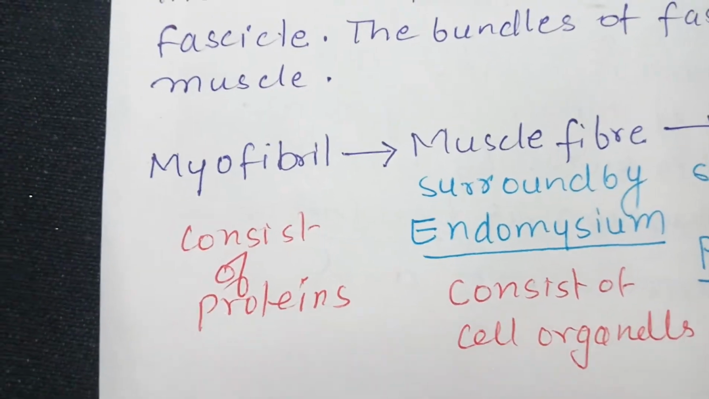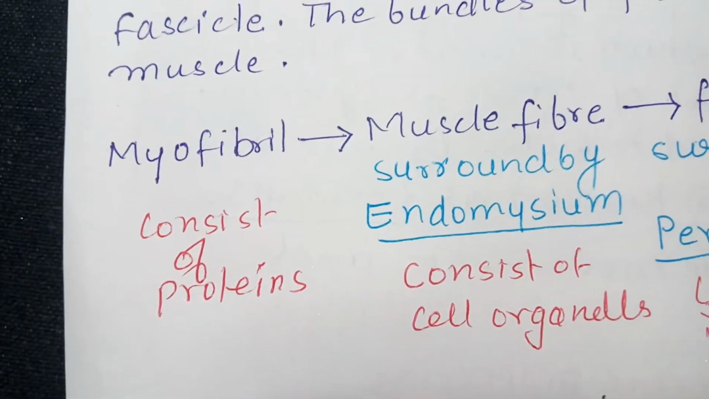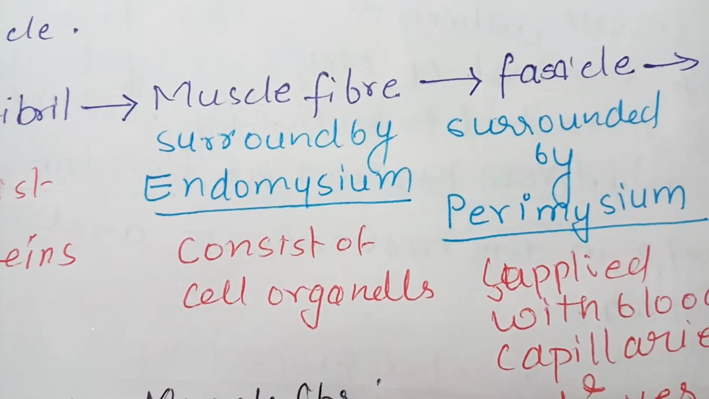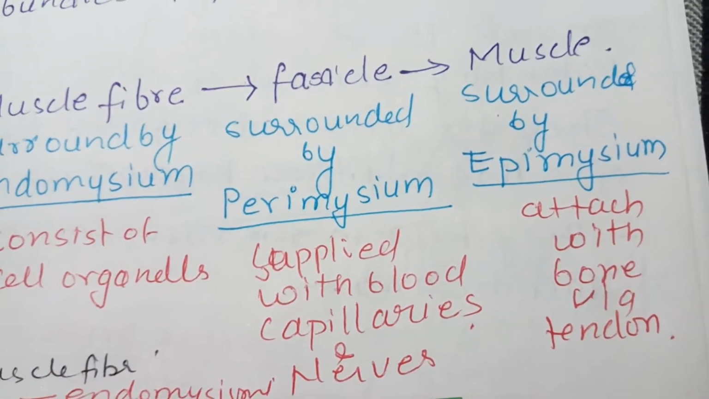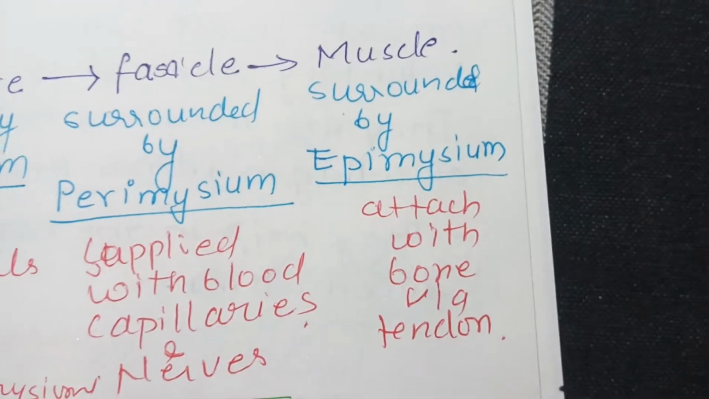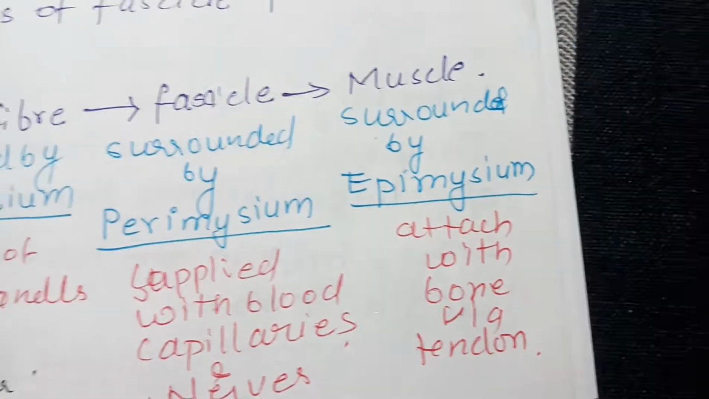If you look at composition, the myofibril consists of proteins. The muscle fiber has all the cell organelles. Fascicles are supplied with blood capillaries and nerves, and the muscle is attached to the bone via tendon.